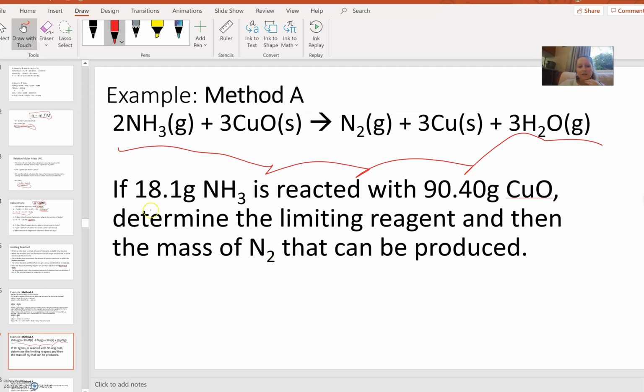So here we've got 2 ammonias reacting with 3 copper oxides to form nitrogen, copper elemental, and water. Now the key thing here is the numbers in front of these compounds. So we have got a 2, a 3, this is 1, if there's nothing it's a 1, 3, and 3. So what that actually means is that's the molar ratio of these compounds when they react. So 2 ammonias react with 3 copper oxides to produce 1 nitrogen, 3 copper, and 3 waters. So that's the molar ratio, and that's really, really important.